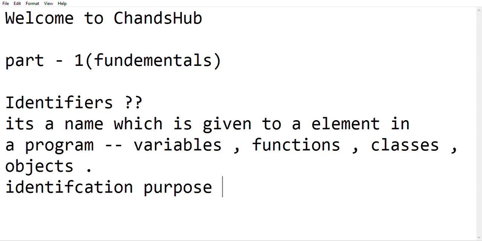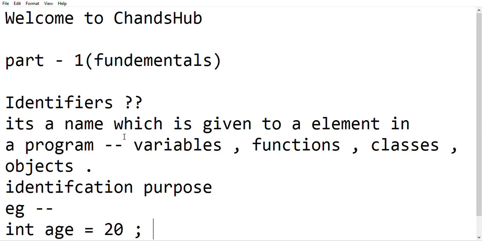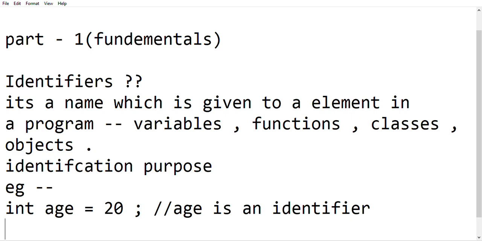For example, you have int age is equal to 20. Age is an identifier here. It's a name we are giving to store the value of 20. So age is a name in the program we are giving to store the value of 20.